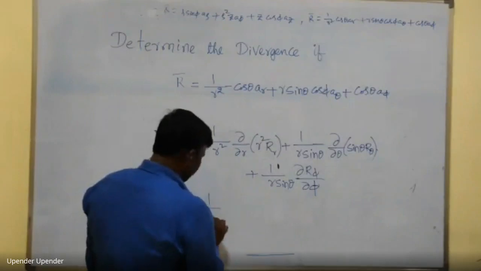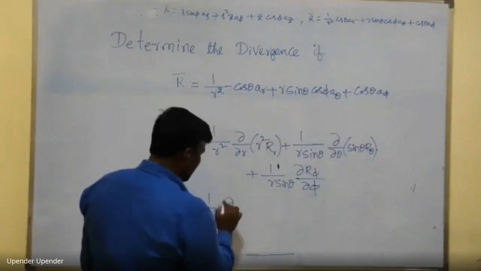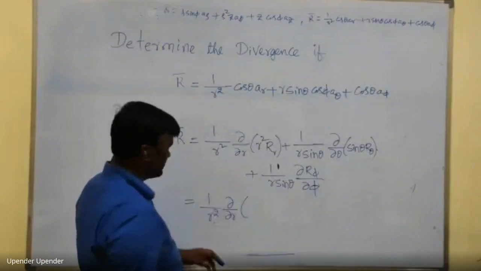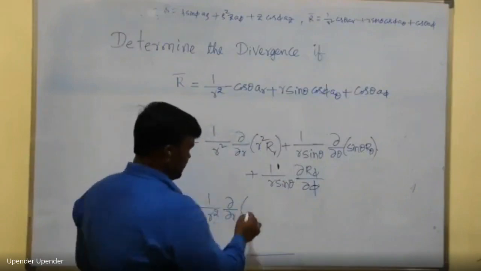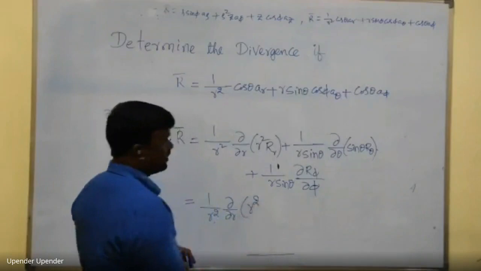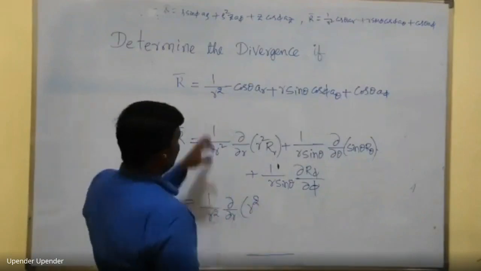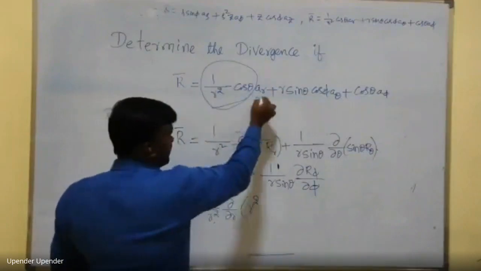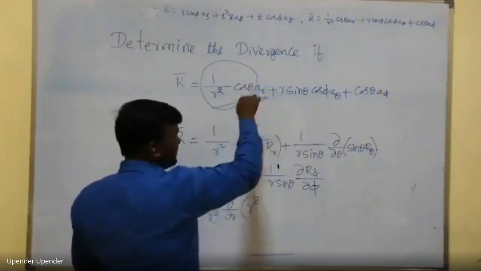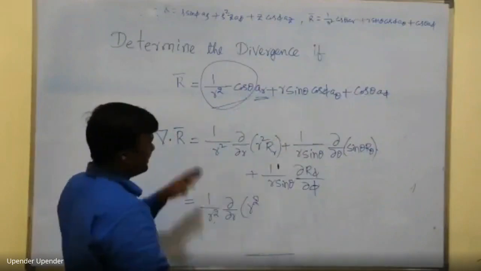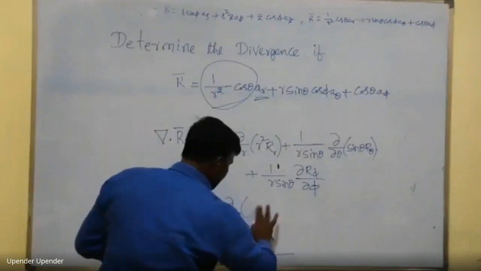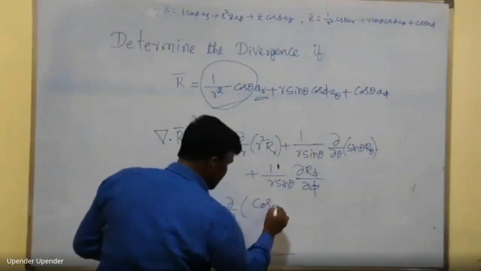Now 1 by r square dou by dou r of r square into R r. Here ar is used to represent the unit vector along the r direction. R r is 1 by r square cos theta, and already here you have r square, so the 1 by r square cancels out. The remaining term is cos theta.